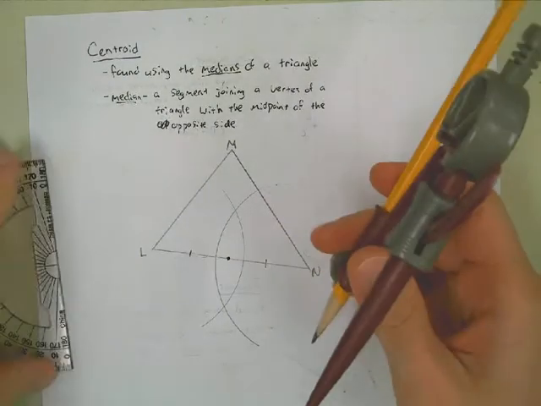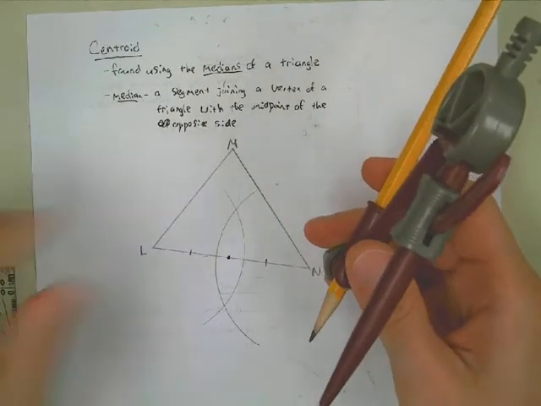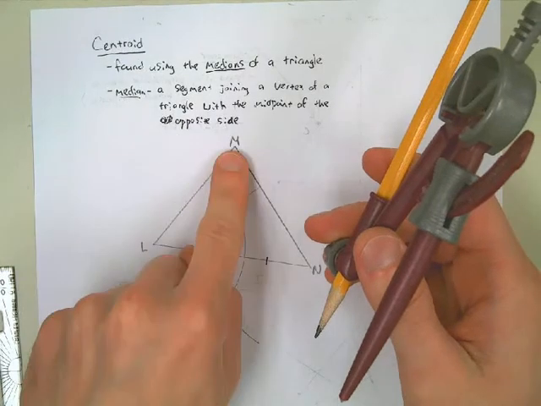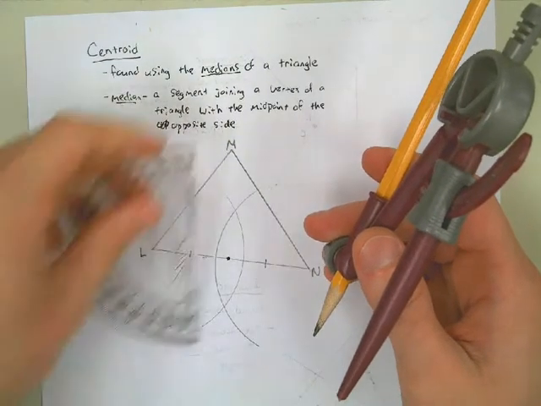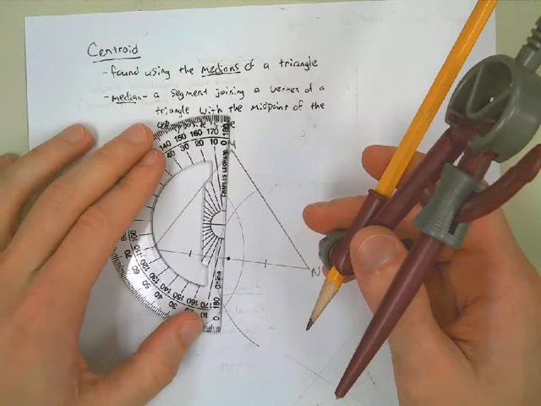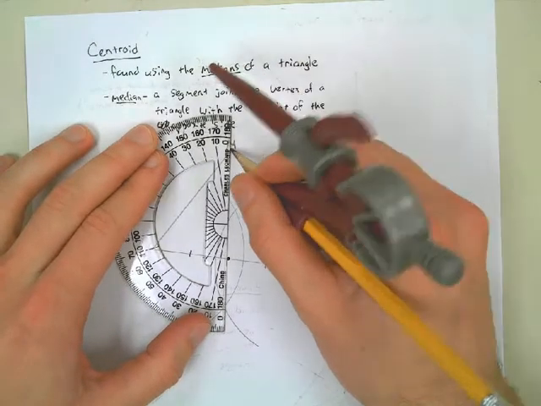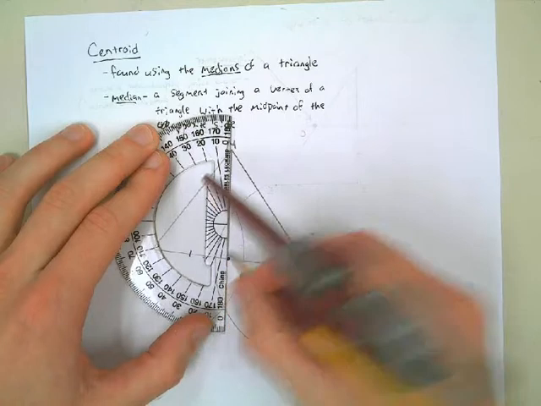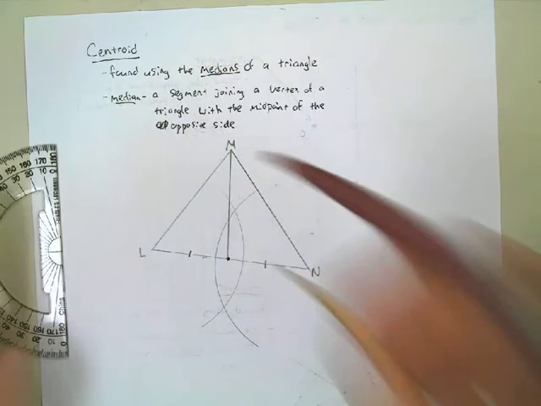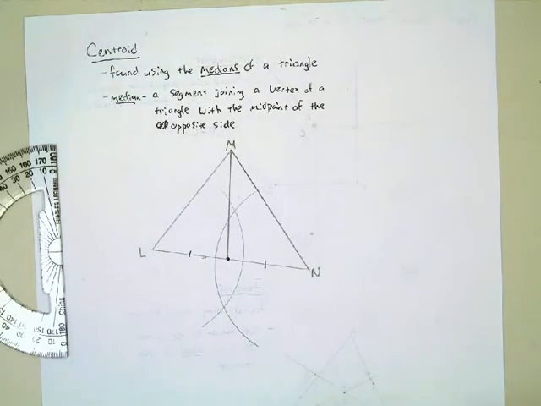And now that we have the midpoint of the opposite side and we have our opposite vertex there, we're going to join M with that midpoint. So here's how we draw that special segment. We're just going to connect from M down to the midpoint like that. And that is a median. That's it.